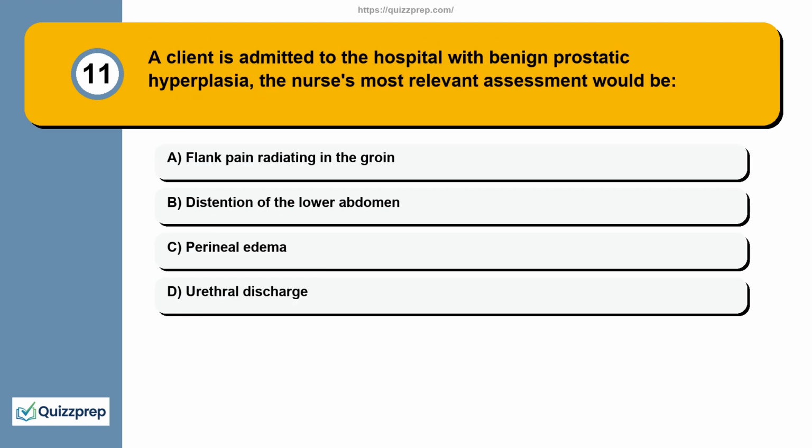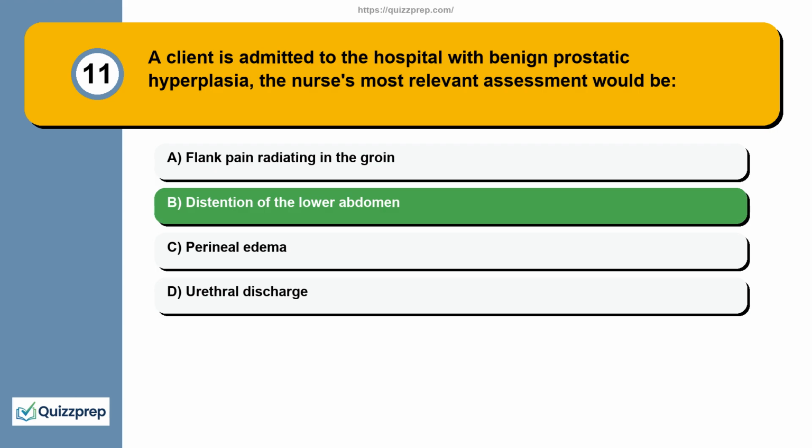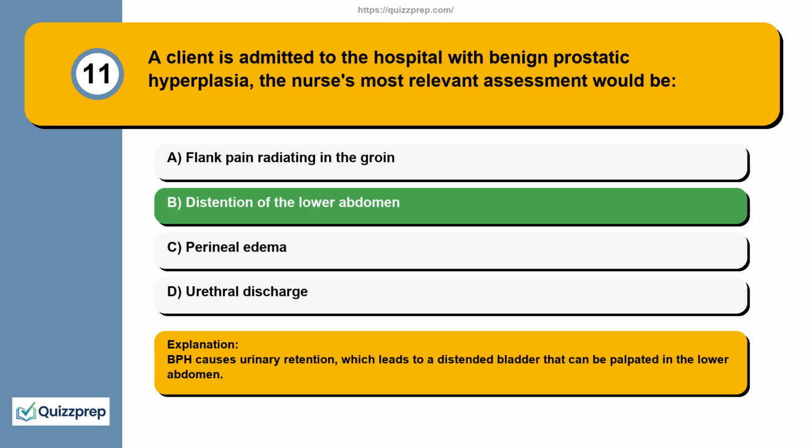Question 11. A client is admitted to the hospital with benign prostatic hyperplasia. The nurse's most relevant assessment would be flank pain radiating to the groin, distension of the lower abdomen, perineal edema, urethral discharge. BPH causes urinary retention, which leads to a distended bladder that can be palpated in the lower abdomen.